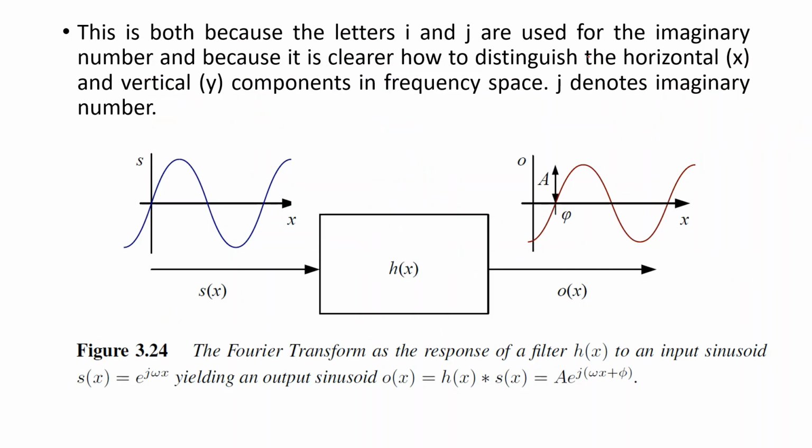This diagram represents the input S of x. H of x is nothing but a filter, and this is the output. The S of x is considered as e power j omega x. On applying it to the filter, we perform a convolution operation. H of x is the filter, and S of x convolved with H of x provides the O of x. The resultant would be a combination of amplitude and phase.